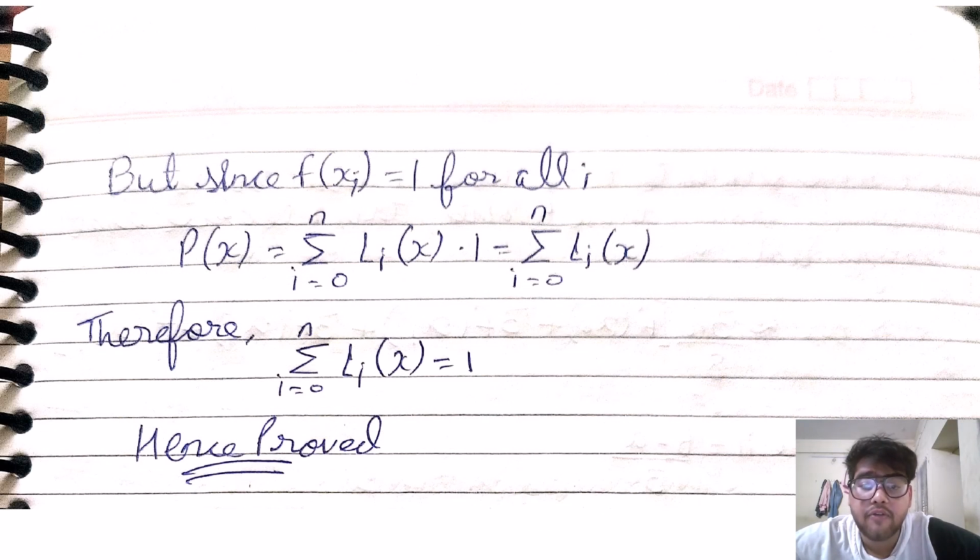But since f of xi is equal to 0, that we assumed earlier, for all i, P of x is equal to the summation of li(x) into 1, which is equal to the summation of li(x) from i equal to 0 to n. Therefore, the value of the summation of li(x) from i equal to 0 to n is equal to 1. And this proves that the sum of Lagrange coefficients is equal to 1, hence proved.